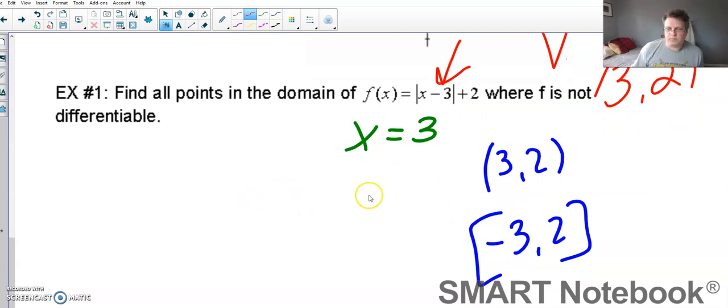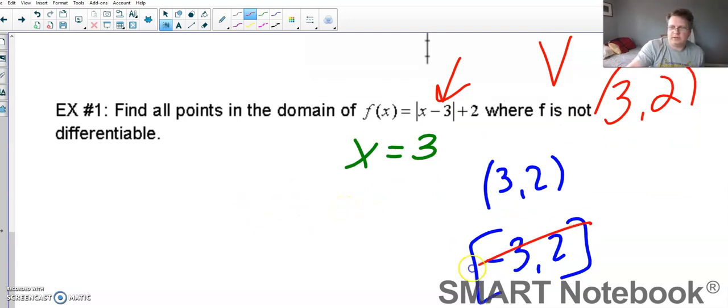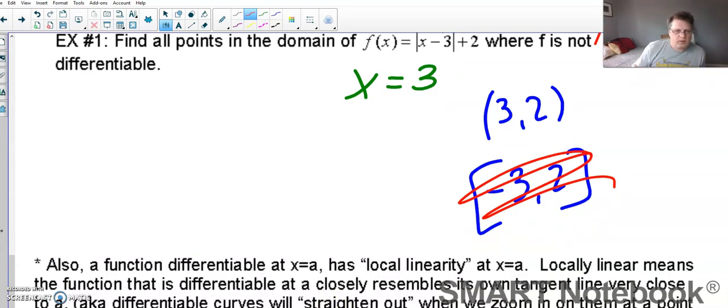So at x equals 3, that's where it's going to be not differentiable, and the coordinate is going to be (3, -2). So I'd accept either answer.